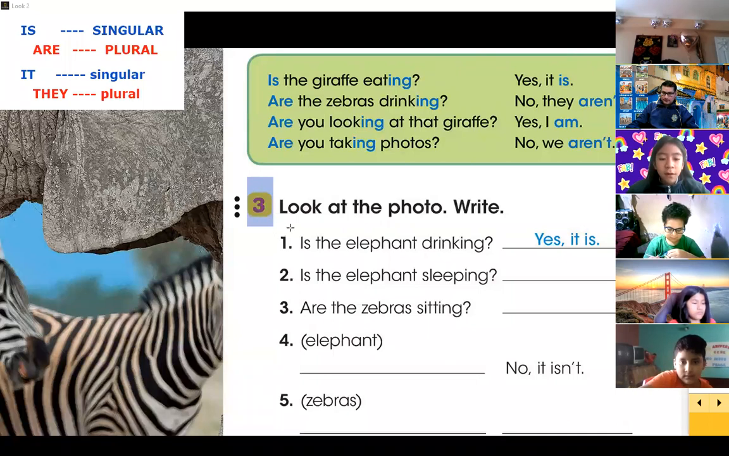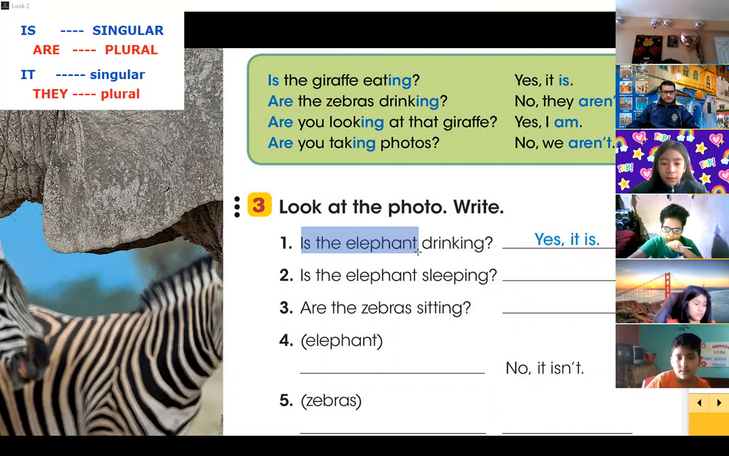Three. Look at the photo. Right. Is the elephant drinking? Drink. Drinking.